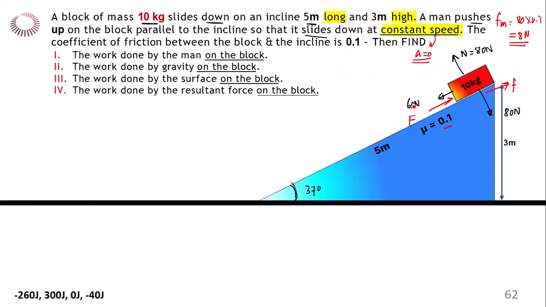So that means 60 should be balanced by capital F plus small f. So what is small f? That is 8. So capital F is becoming how much? 52 Newton. Okay, so this is the information that we get from this problem.